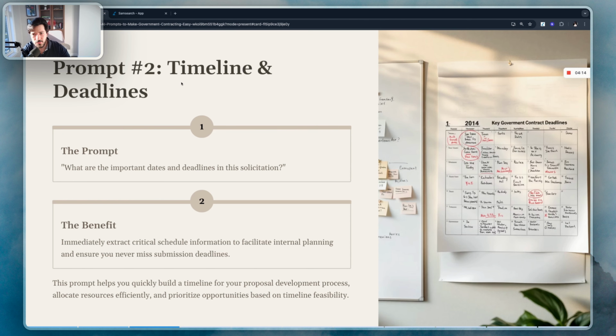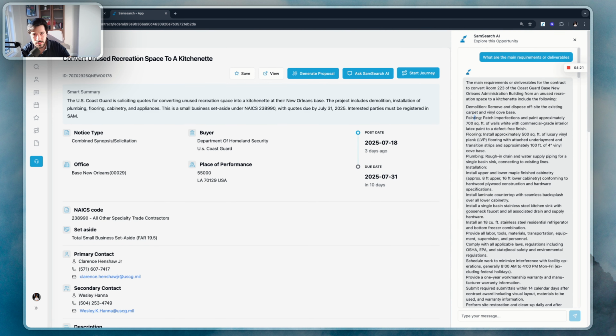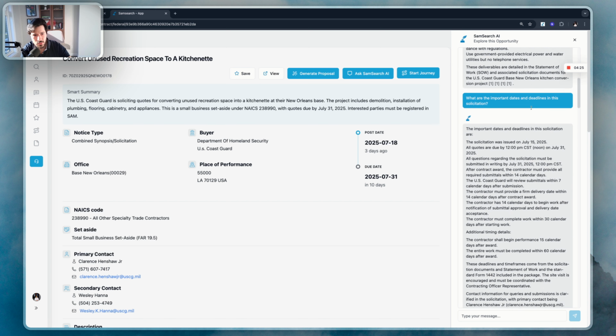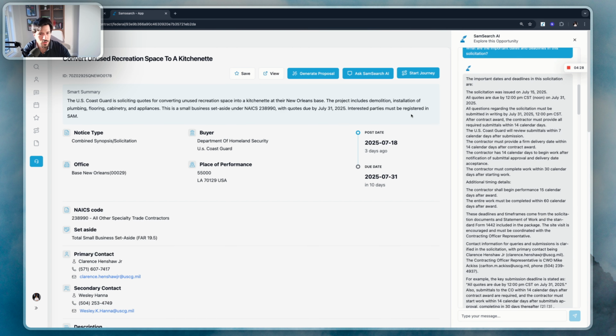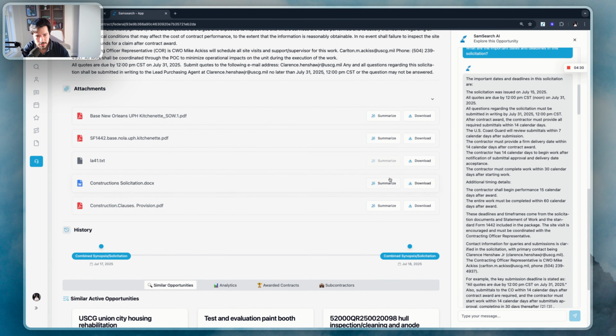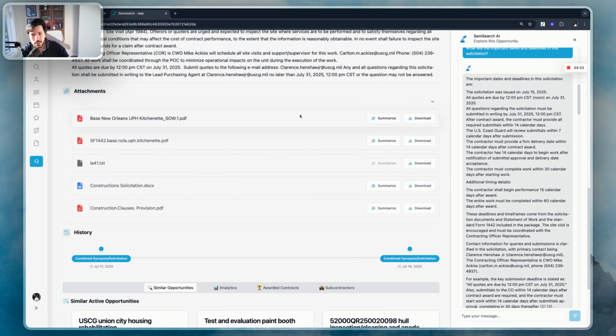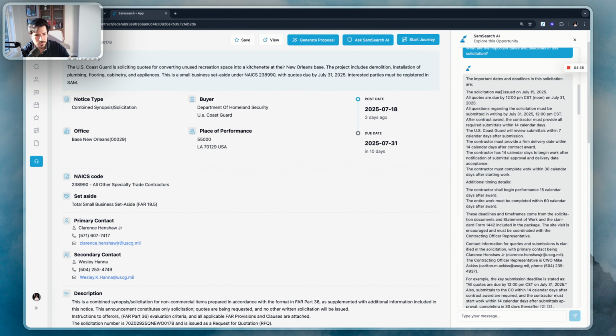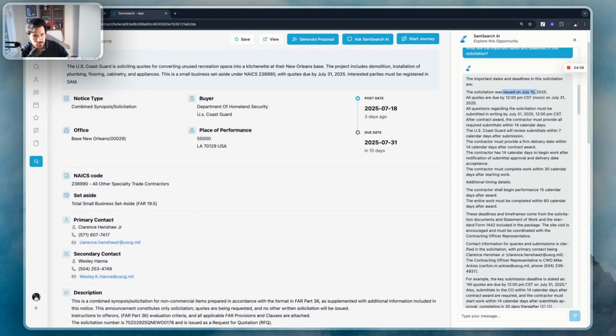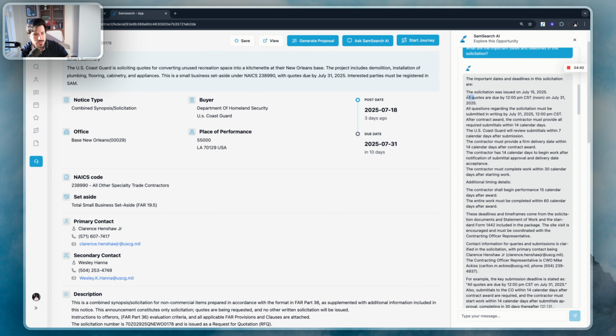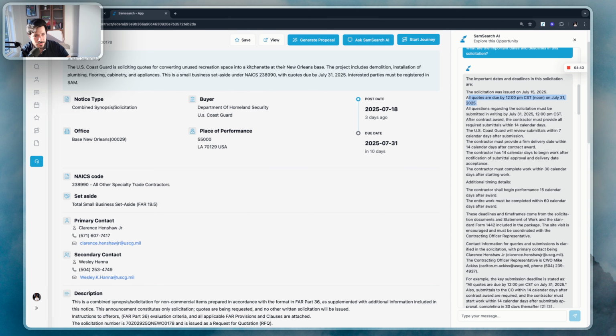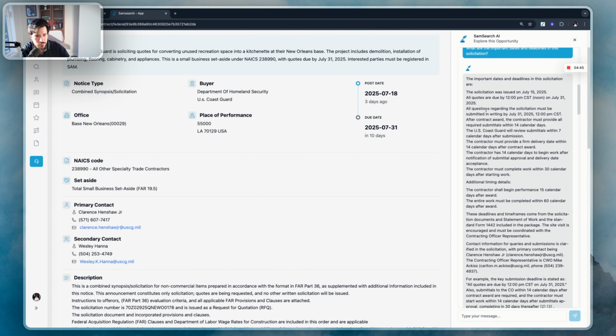So my second prompt, and it's a really important one: what are the important dates and deadlines? The submission deadline is not the only deadline that we care about. It's important to lay out all the deadlines, and that's what the AI is here for. It goes through all of these documents and tells me which deadlines I have to be careful about. Here we see that the solicitation was issued on July 15th, the quotes have to be submitted on July 31st, and questions have to be submitted in writing before the deadline, July 31st.